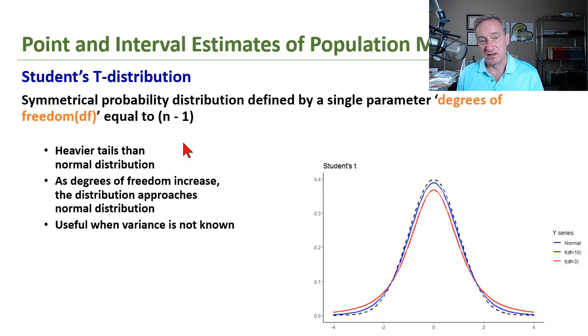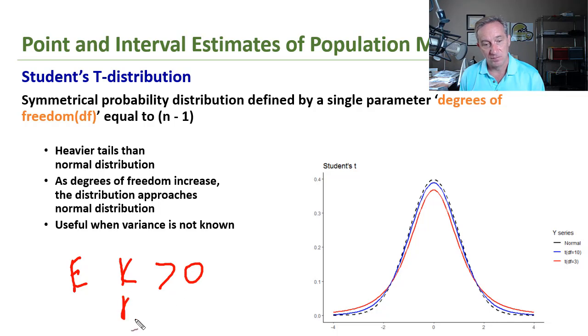The student's t is a symmetrical probability distribution defined by a single parameter, degrees of freedom equal to n minus 1. In this context, that's sample size minus 1. And it has always heavier tails than the normal distribution. Right, so I just want to make that point. The student's t always has a heavier tail distribution. We say that's leptokurtosis. So you could also say the excess kurtosis is greater than zero. Excess kurtosis is just kurtosis minus 3. So that means the kurtosis is always greater than 3.